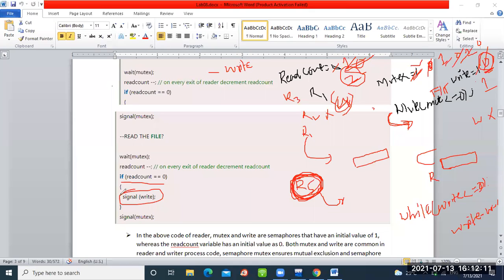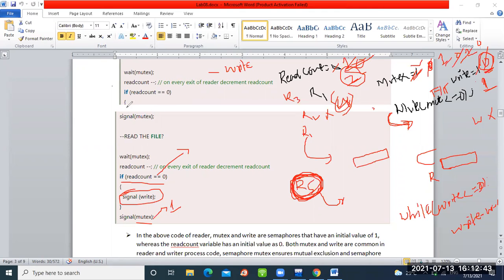I have to make sure that if this is my last reader, then read count will be 0. That means there are no more readers inside the system. So I have to allow writers, so I have to make this 1. And finally, coming out, I have to make the mutex value equal to 1 again. Fine. So this is the process. This is the code for the reader part, how the reader is performing.